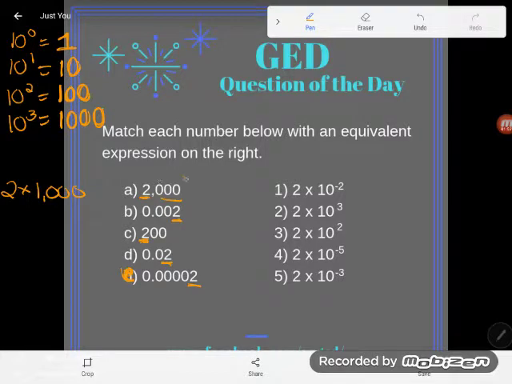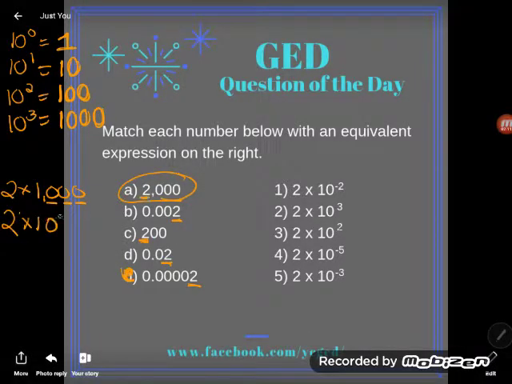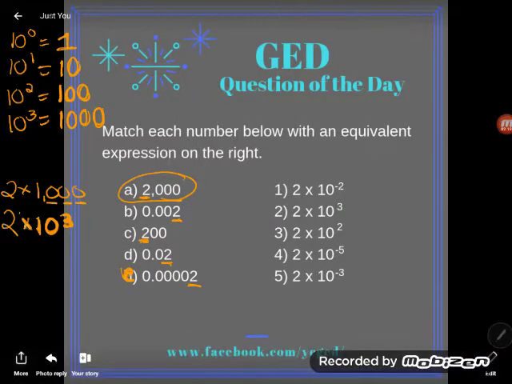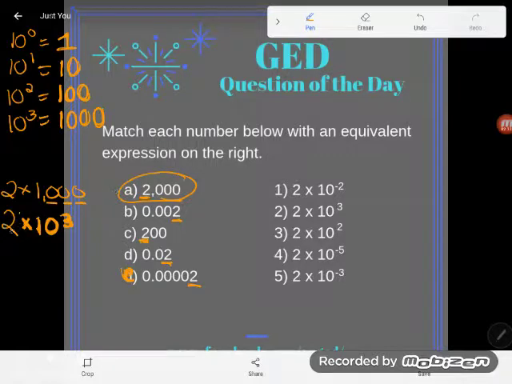Okay, so let's take a look then at A, like we were saying, is 2 times 1,000. Or what is 1,000? It's 3 tens multiplying. We end up with those 3 zeros. We know it was the same as 3 tens multiplying, or 10 to the third power. If you need a deeper explanation of this, look back to 2 question of the day videos ago. We did this exact same thing a little slower. So that's 2 times 10 to the third power.